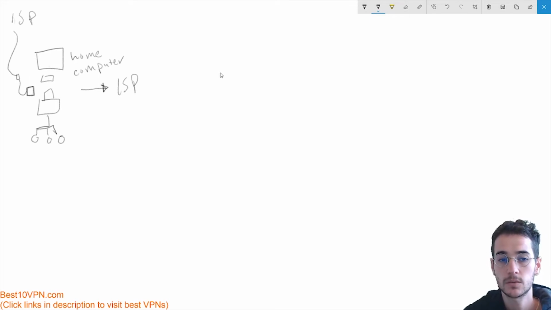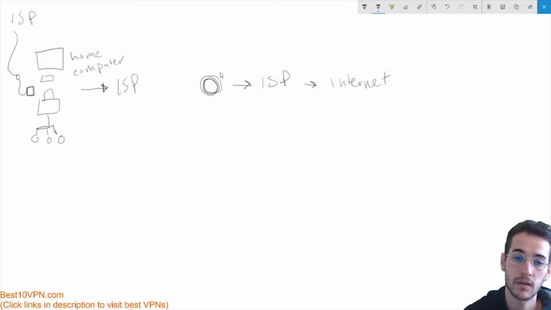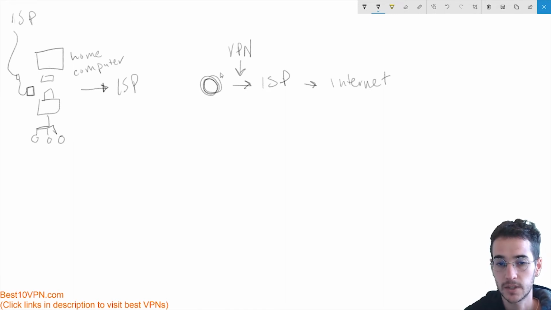So what happens when you use a VPN? So this is going to be us. We connect to the ISP, and then we get internet. So when we have a VPN, the VPN is going to be somewhere in here. So it's going to disrupt this traffic.